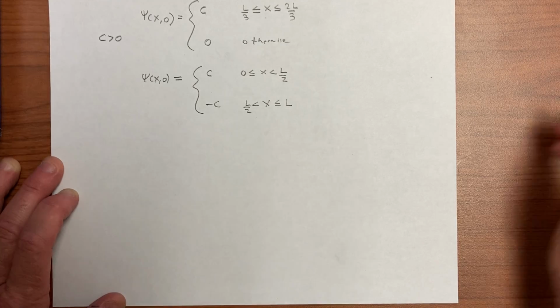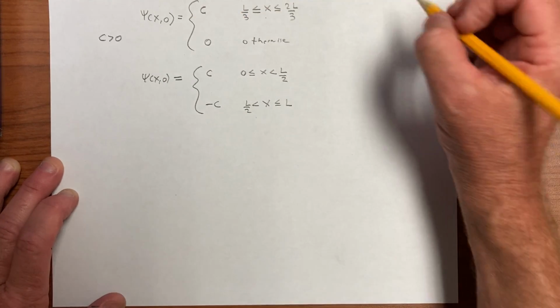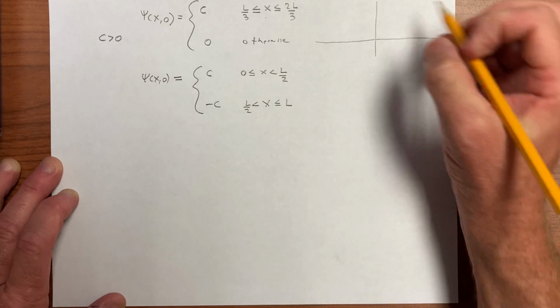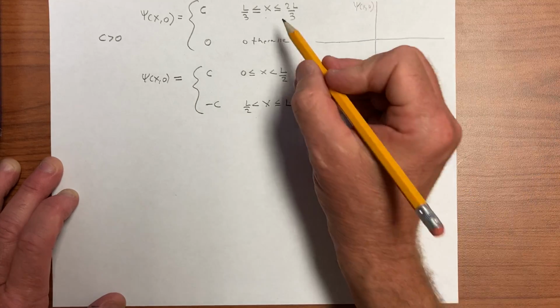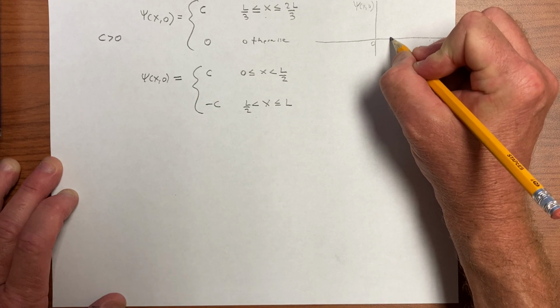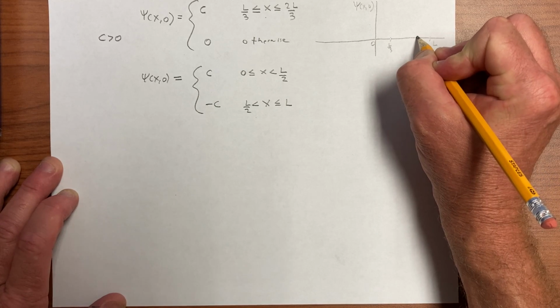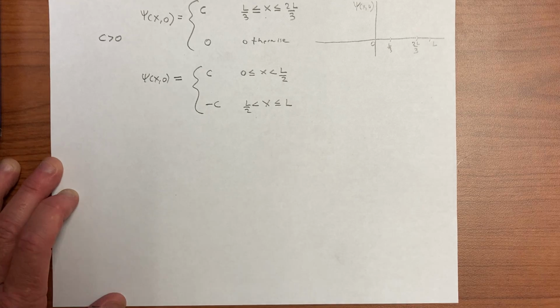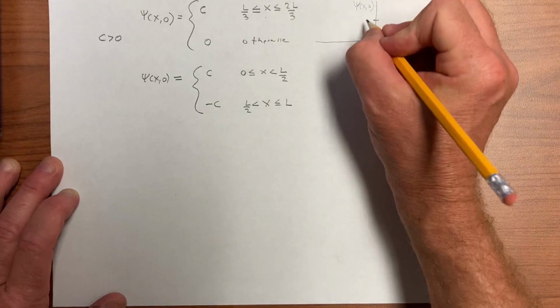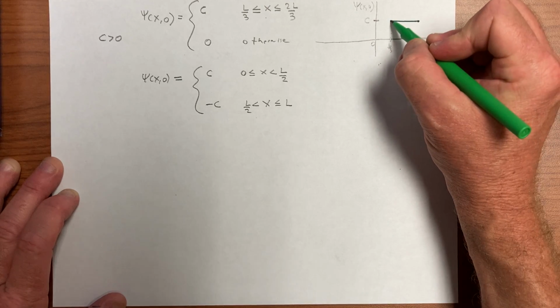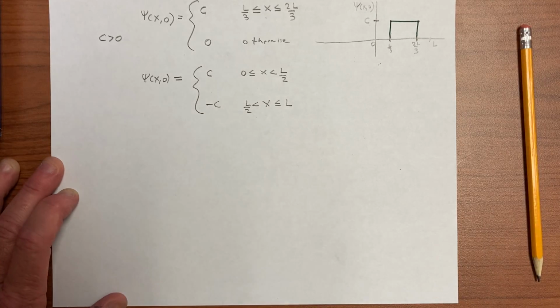Let's plot these functions. So let's look at this function. What does that look like? So we have psi of x and 0. This is 0, this is L, and this is L over 3, 2L over 3. And the function is just c, and c is just some positive number. So this is c. So from here to here, it's just c, and then it jumps down to 0. So it's discontinuous.